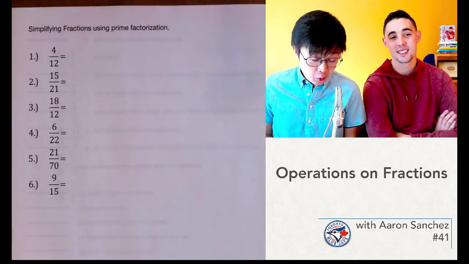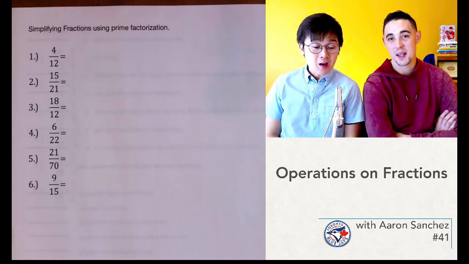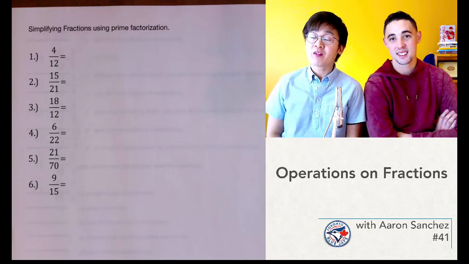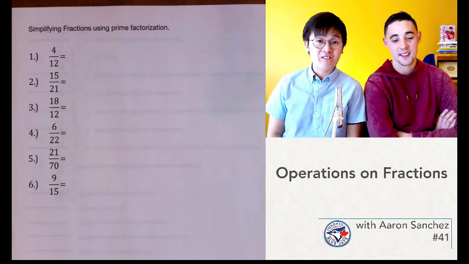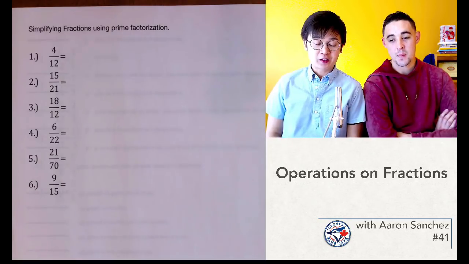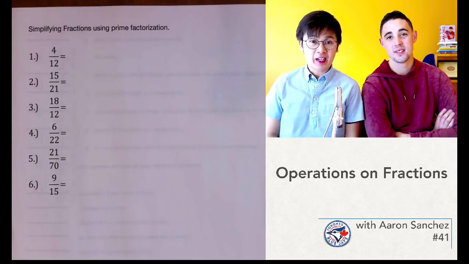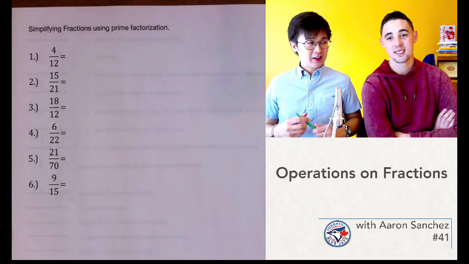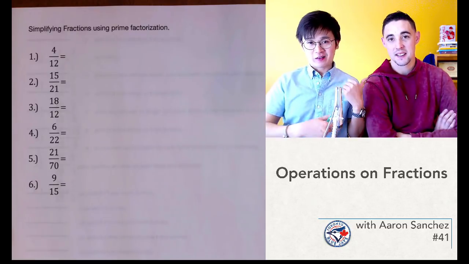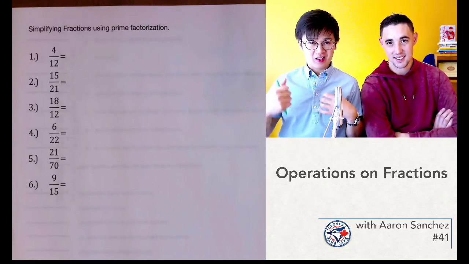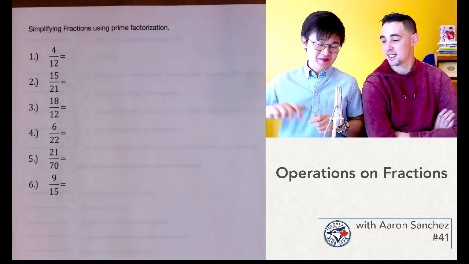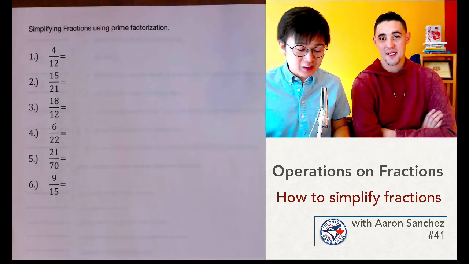So we're going to start with simplifying fractions, and in simplifying fractions we're just going to do prime factorization, wherein we find all the prime numbers of a certain number so we can cancel them and make it smaller. I'm going to start, and then Aaron will do all the even numbers and I'll do the odd numbers. Perfect. Ready? Let's do this. Alright, so let's start with problem number 1.